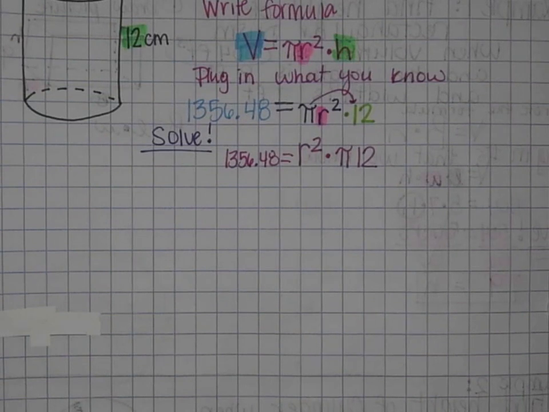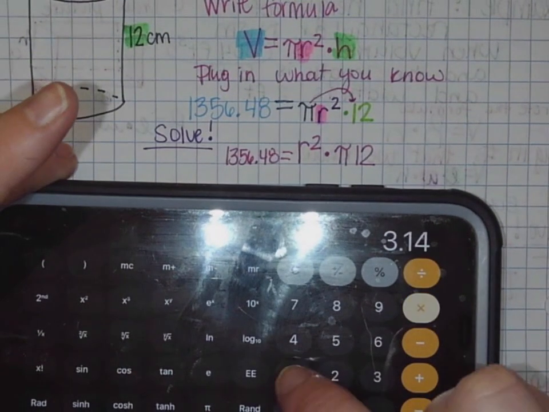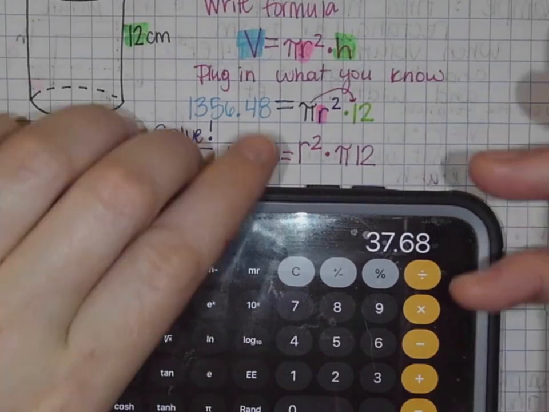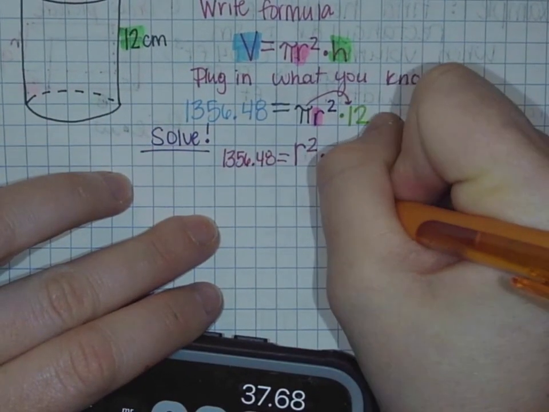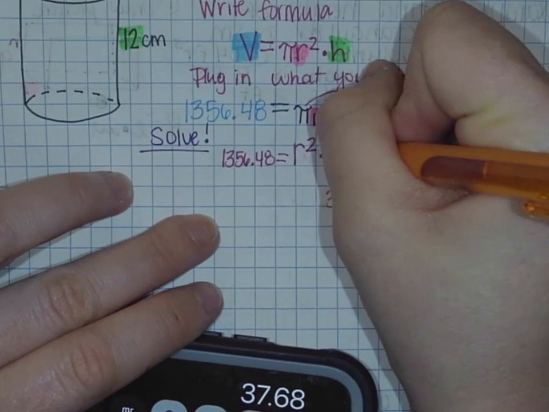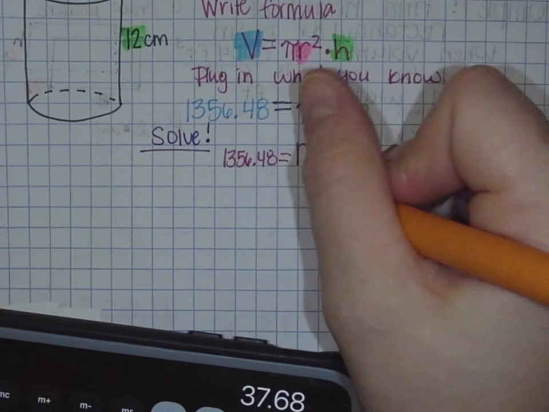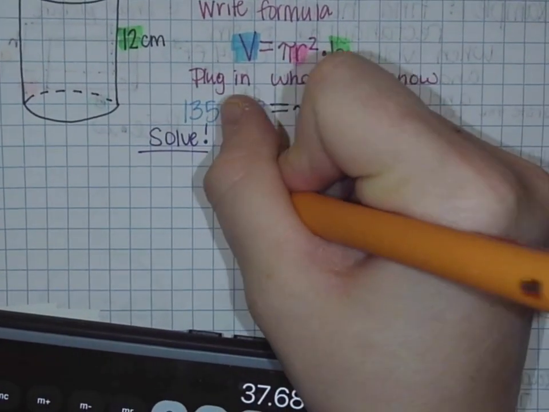My calculator's not turning again. Okay, so 3.14 times 12 is 37.68. And again, you might want to write 3.14 there so that you don't forget. So we multiplied 3.14 times 12, and you get that with r squared.